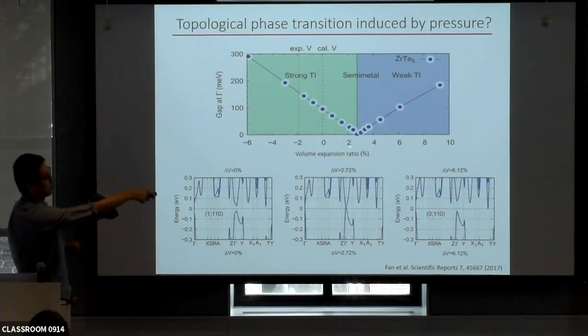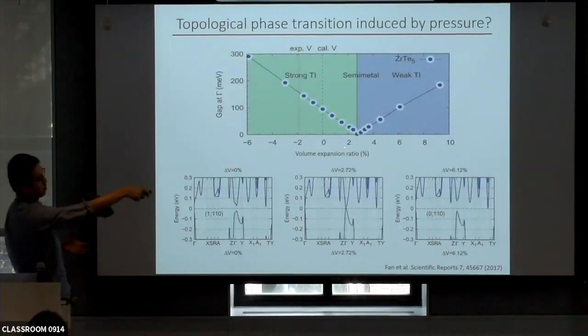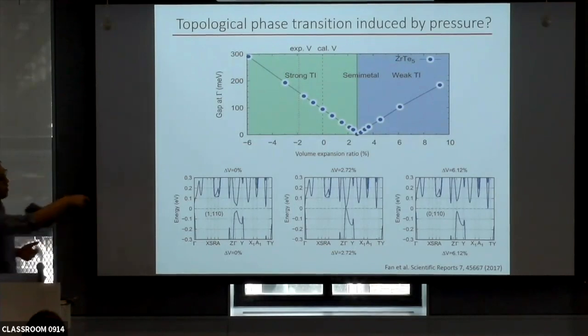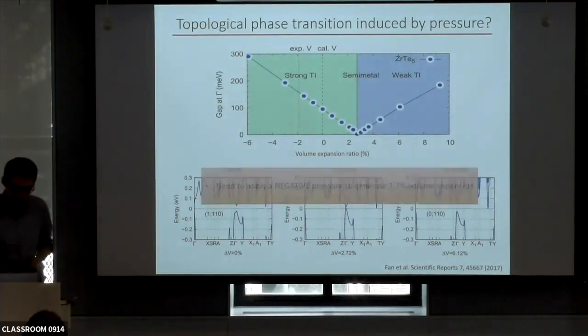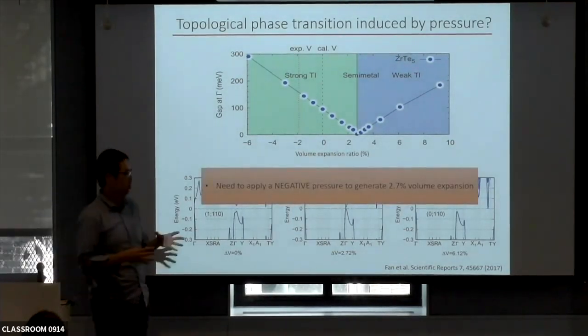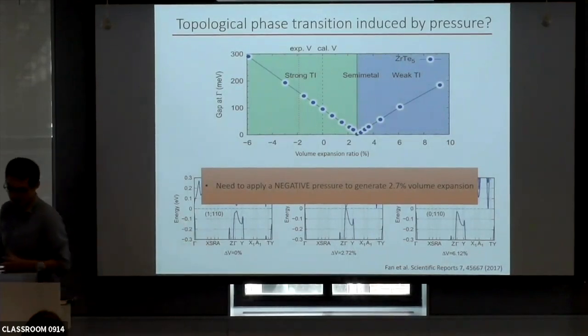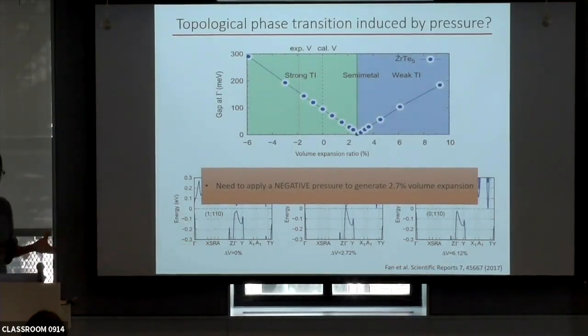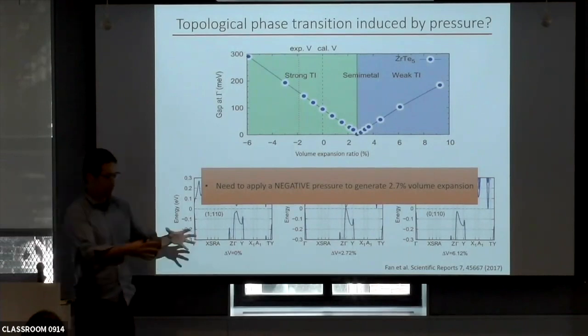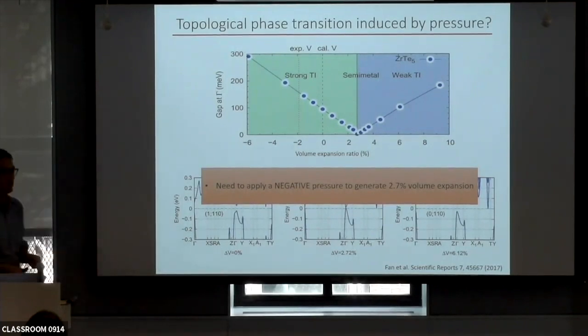apply an expansion, right? Your lattice constant has to have a positive strain, about 2%, in order to undergo a topological phase transition from strong TI to weak TI. So that means you have to apply a negative pressure, about 2.7% negative pressure. And no one knows how to apply negative pressure, right? And a 2.7% change of lattice constant is also a huge change.